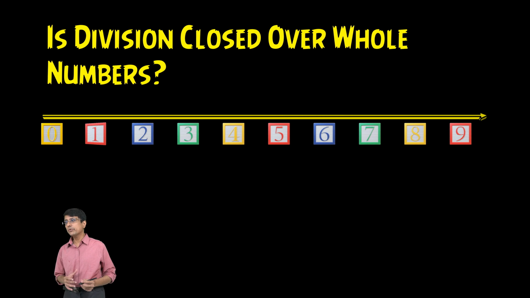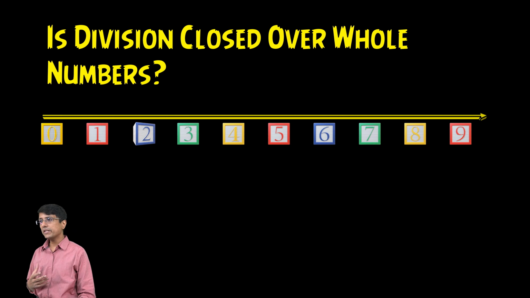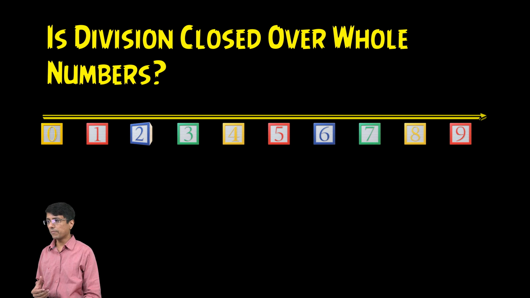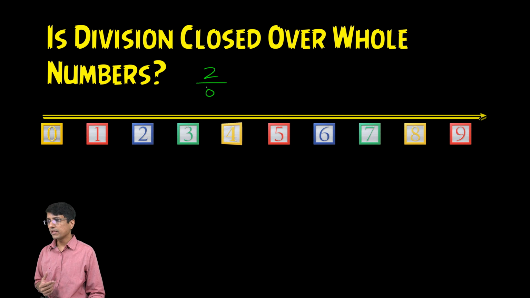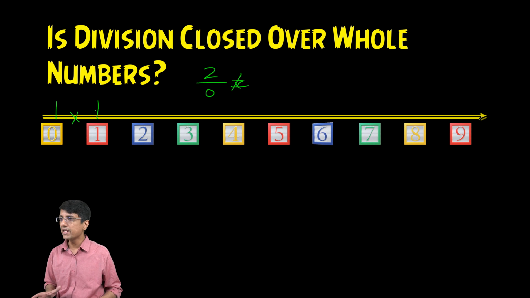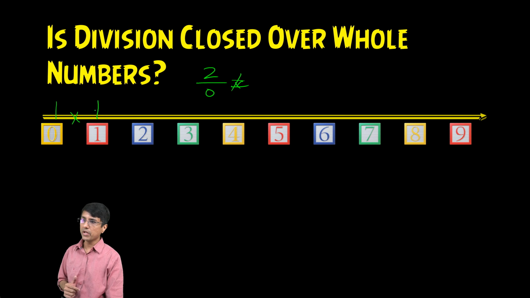So because of these 2 reasons, division is not closed with respect to whole numbers. Division by 0 is not even defined, so if I divide any number by 0, what I get is not a whole number. It is not even defined. And of course, with division, I can also end up between 2 whole numbers. So because of these 2 reasons, division is not closed with respect to whole numbers.